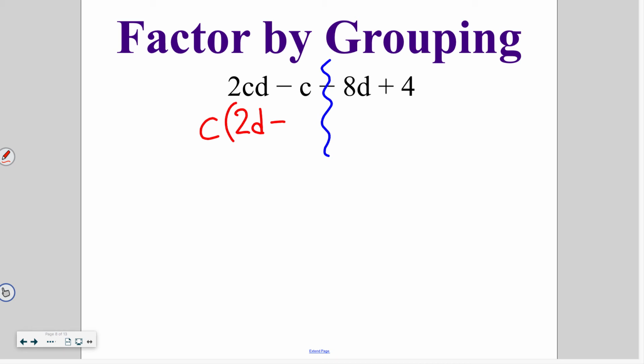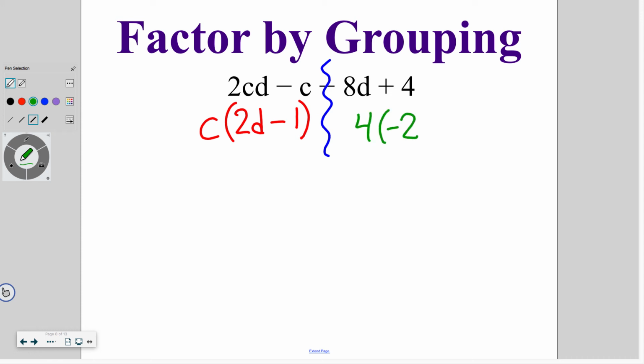I had the C. I took it to the outside. So when you have something and there is nothing left over, we're going to put the 1 there as the placeholder. So that 1 is a placeholder if you've taken everything else out. Now, we're looking at negative 8 and 4. So I'm going to pull out a 4, and I'm going to have negative 2D.